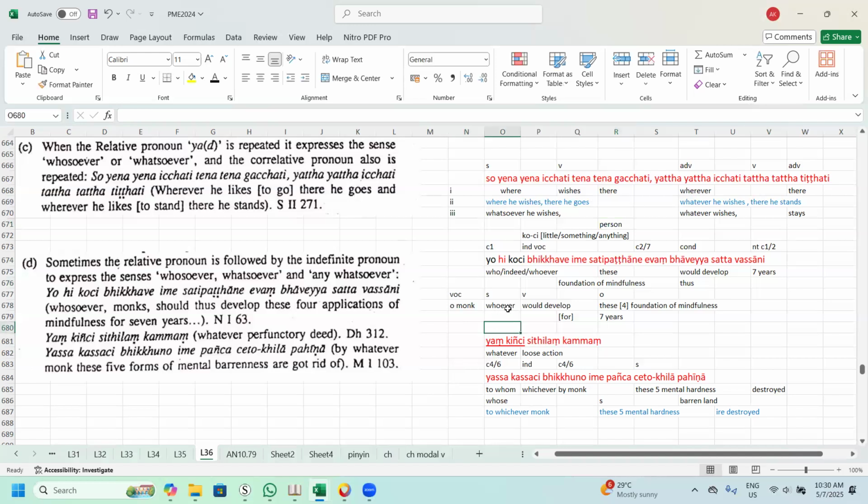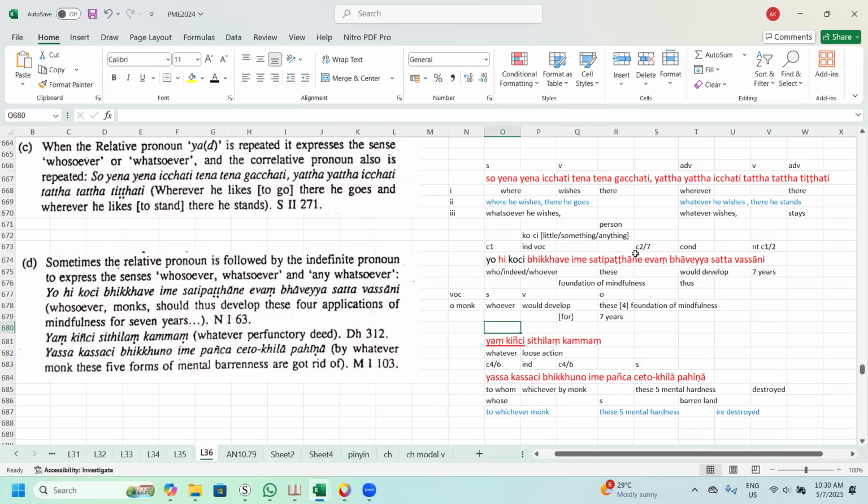So in this case, what you do is this and this combine. We take this one and this: whoever. Okay, can you see the word here? Indeed, you can put it somewhere around here. Forget about it. So can you see here? This is the conditional tense. So this and this combined is a verb. This is whoever would develop. That means this would develop. Okay, develop.